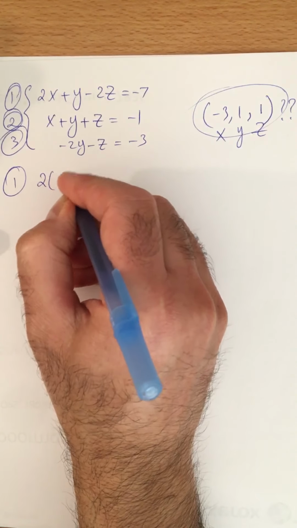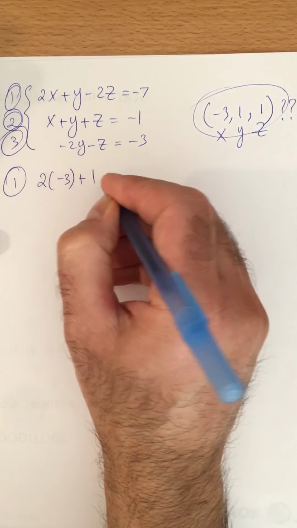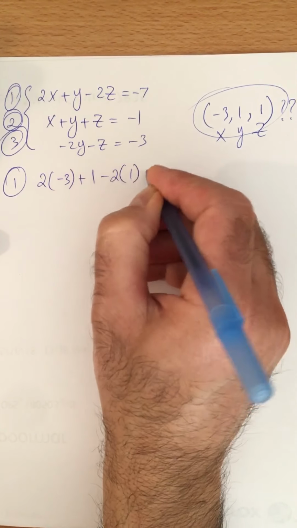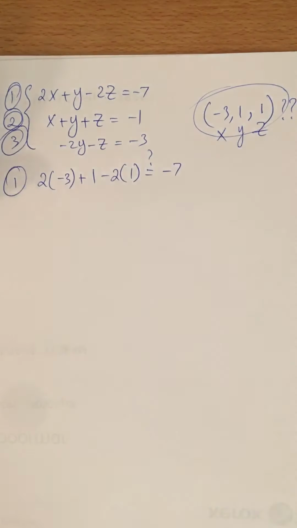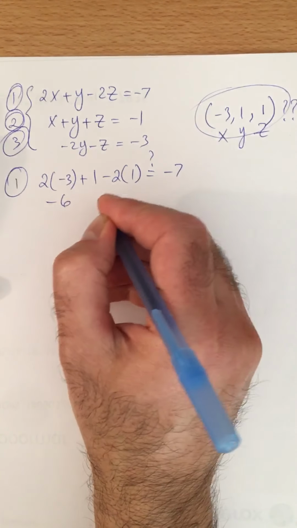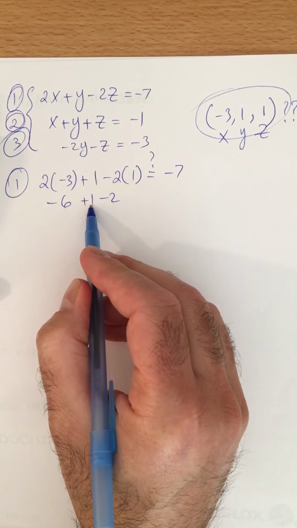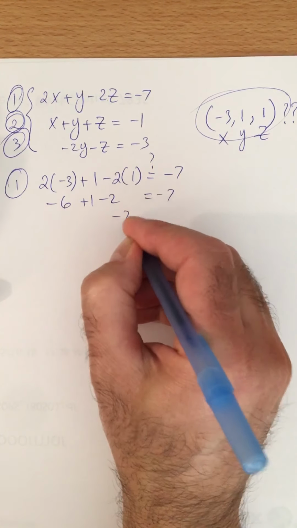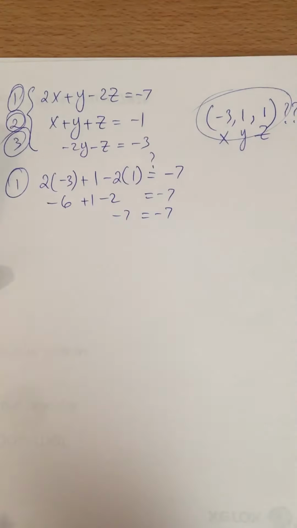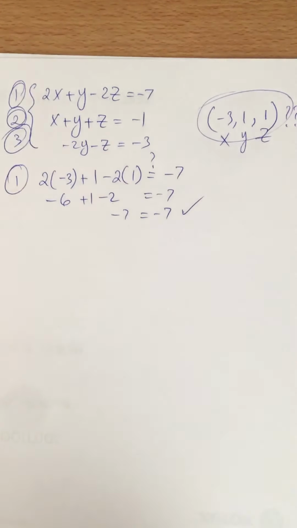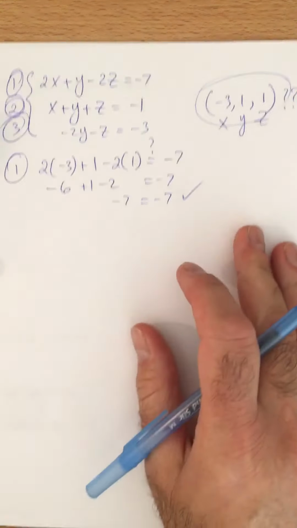2 times x, which is -3, plus y, which is 1, minus 2 times 1. Does it equal -7? I put a question mark there. I don't know. Let's see. This gives me -6 plus 1 minus 2. That gives me -8 plus 1. Yes. It gives me -7 equals -7, so that's correct. So equation 1 checks. If one of the equations doesn't work, you stop right there. It has to satisfy all three equations, otherwise it's not a solution.